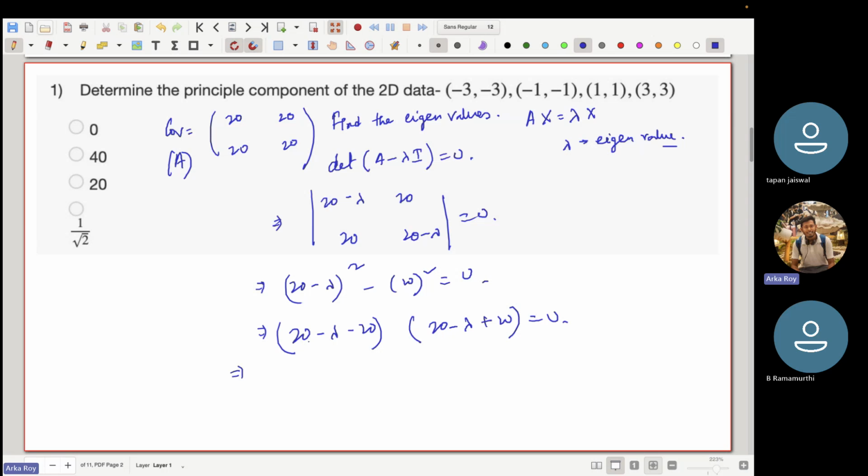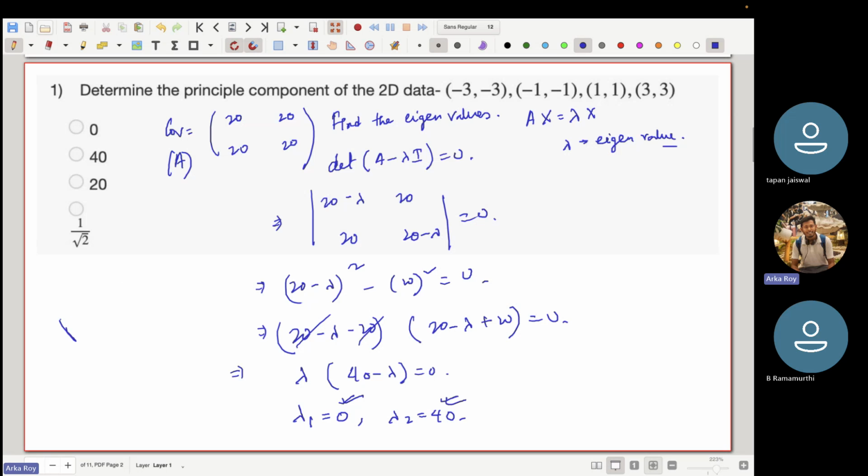So over here we can see that these two will cancel each other. So lambda multiplied with 40 minus lambda is equal to 0. And then you can see lambda 1 is 0 and lambda 2 is 40. So now we can see that we have got two eigenvalues. One eigenvalue is 0, another eigenvalue is 40.